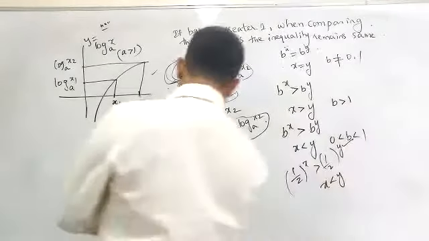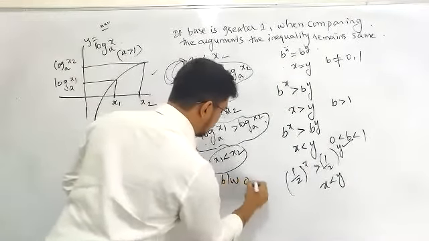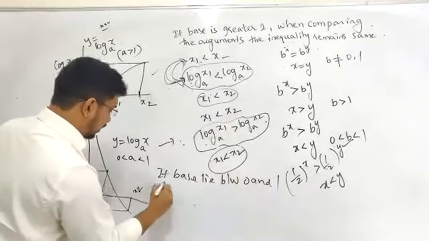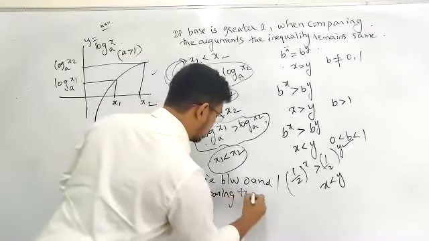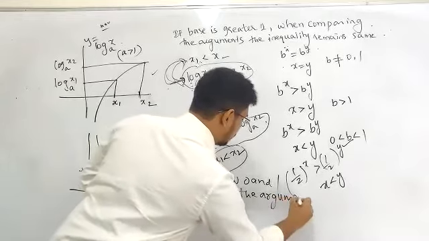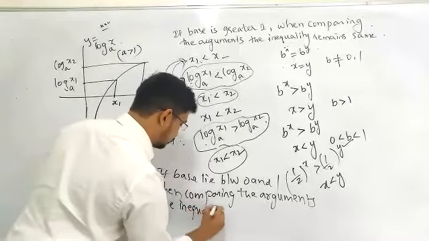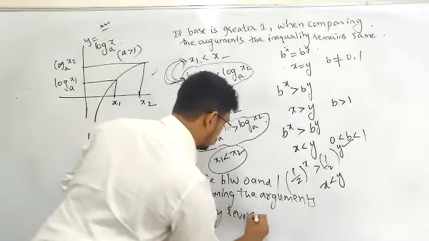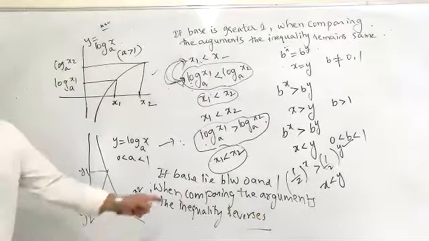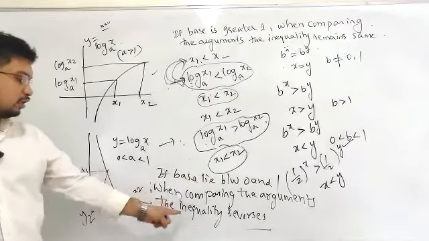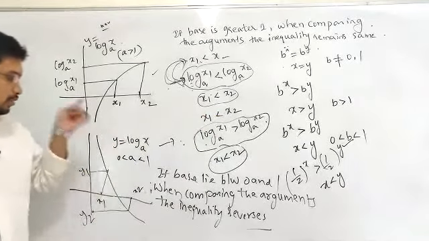If the base lies between 0 and 1, when comparing the arguments, the inequality reverses. This is the statement. Please keep on writing these statements. Greater than becomes less than, and less than becomes greater than. Right? Please write these two statements.